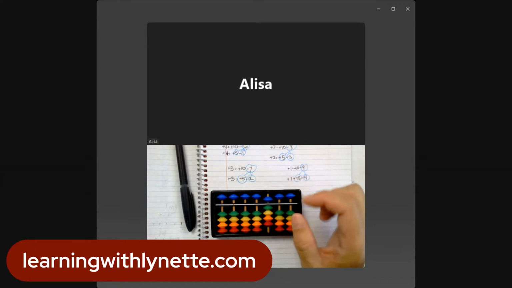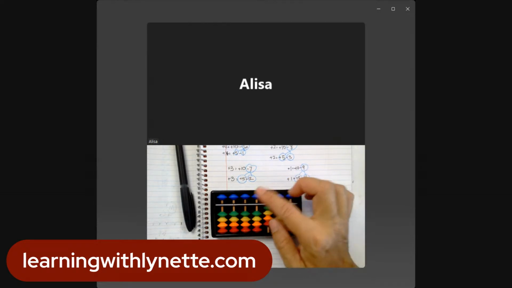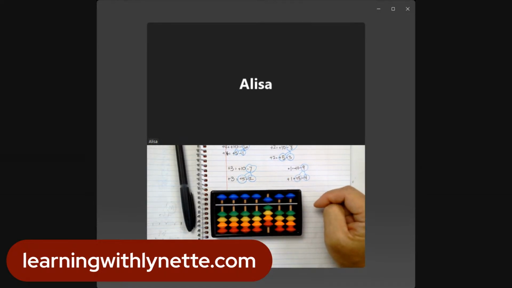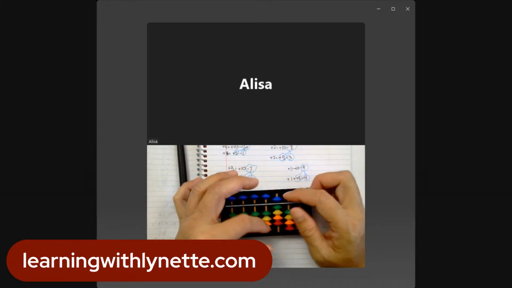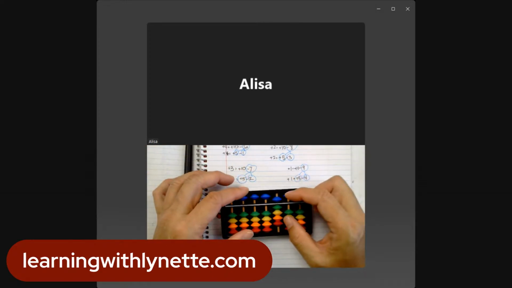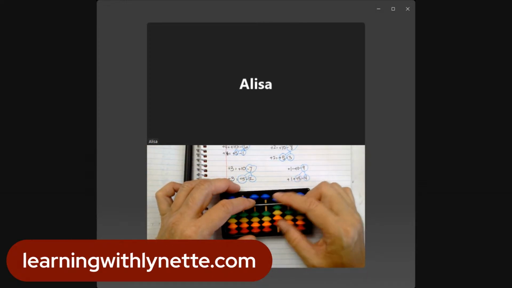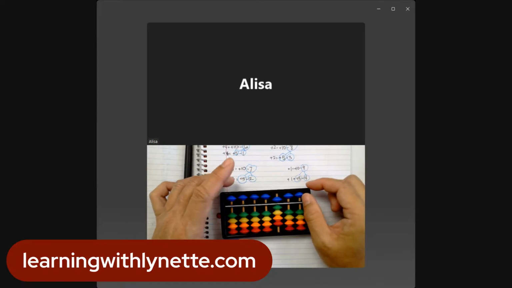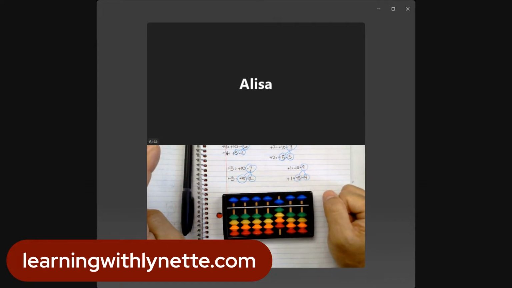Ideally, it's the visual presentation of the abacus. But again, because I've been playing around with it and I notice things, and then when I have my students, they started noticing things too, and I'm like, oh, that's brilliant.